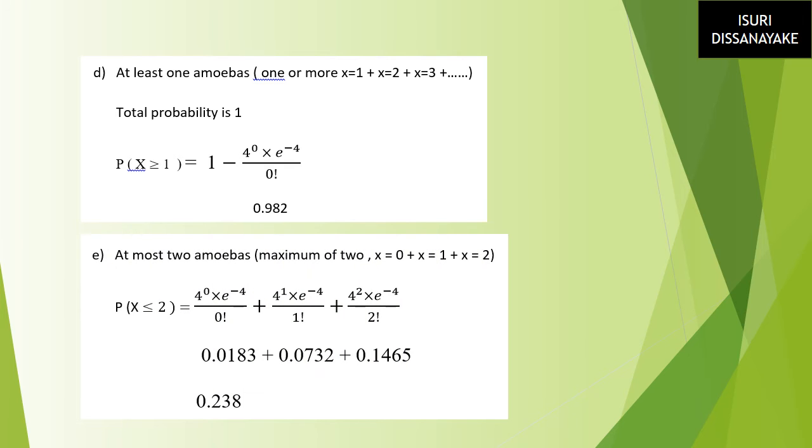Also, the last part, at most 2 amoebas. At most refers to the maximum of 2. Maximum of 2 means where x equals 0 plus x equals 1 plus x equals 2. You use the same formula and we can write it as probability of x is less than or equal to 2, because it says at most. So it's maximum of 2.